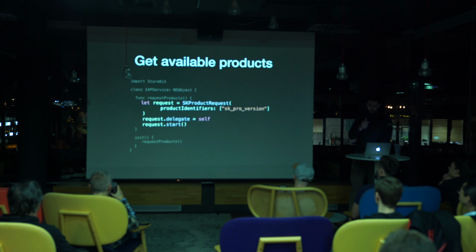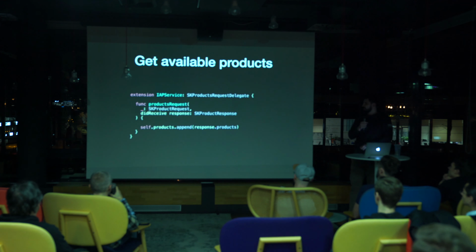When you fire your StoreKit product request, you should first set your delegate. In the current case, it's on the same in-app services. It's SKProductsRequestDelegate. It has only one required method, didReceive response, SKProductsResponse. This product response contains all of the products which you asked your iTunes Connect for, and which are registered on your iTunes Connect.